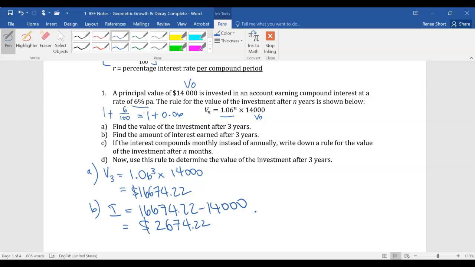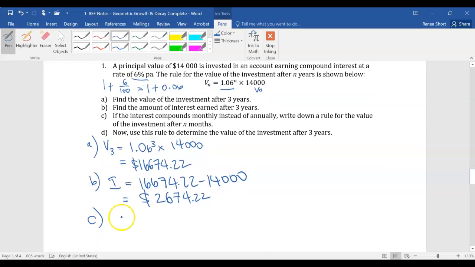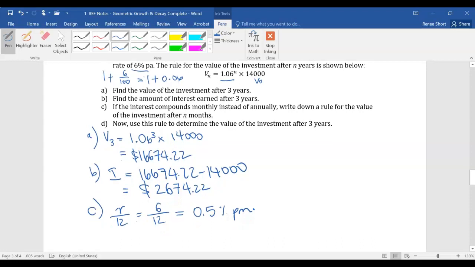Now, part C, it says if the interest compounds monthly instead of annually, write down a rule for the value of the investment after n months. Remember, if we're compounding monthly now, I need to take that interest rate and I need to divide it by 12 because there's 12 months in a year and this was a yearly rate. So 6 divided by 12 here actually becomes 0.5% per month.